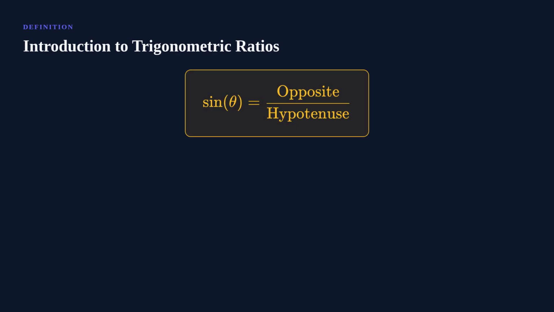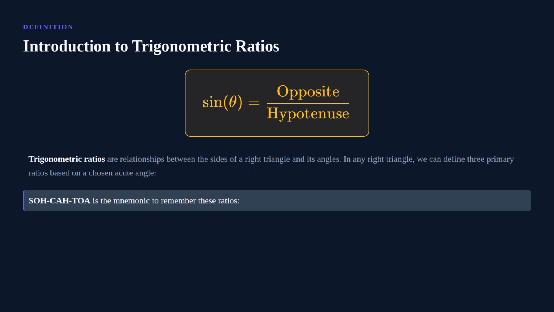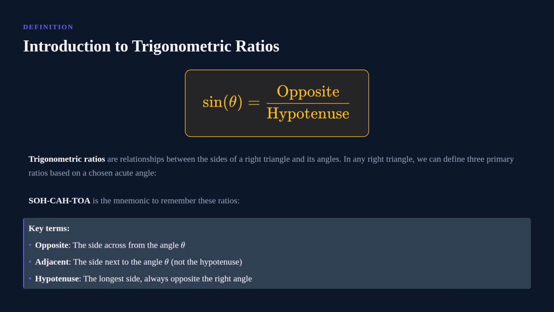Trigonometric ratios are relationships between the sides of a right triangle and its angles. In any right triangle, we can define three primary ratios based on a chosen acute angle. SOH-CAH-TOA is the mnemonic to remember these ratios. Sine of theta equals opposite over hypotenuse, cosine of theta equals adjacent over hypotenuse, tangent of theta equals opposite over adjacent.